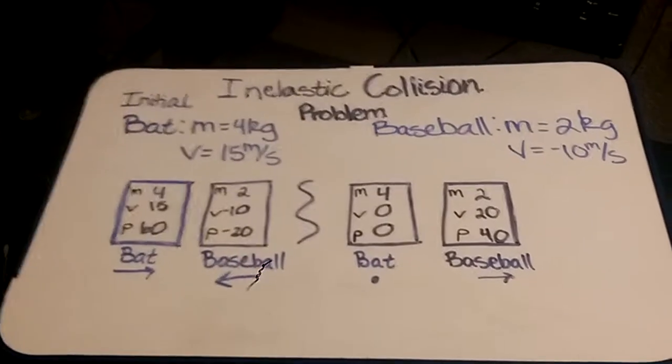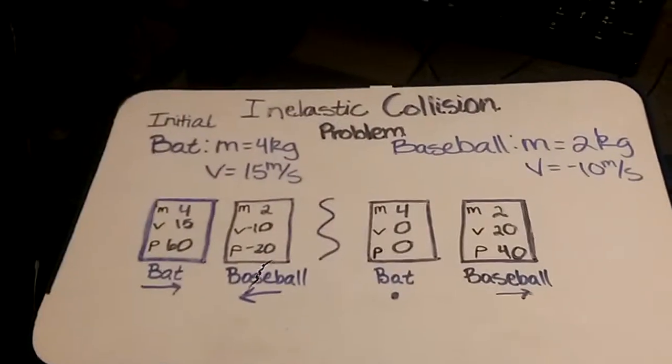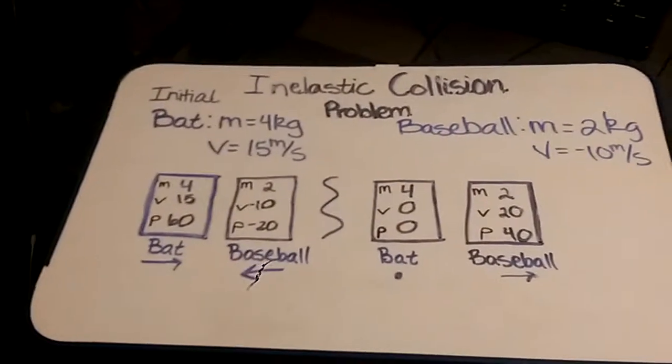Finally, to find the final velocity for the baseball, modify the equation P equals mv to V equals P divided by M. Then plug in the measurements.